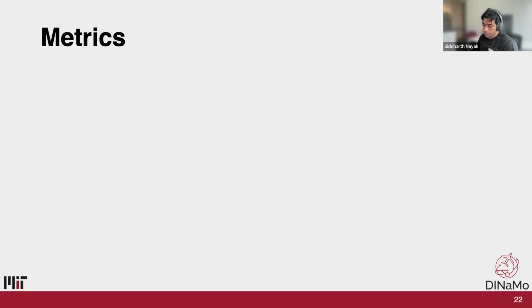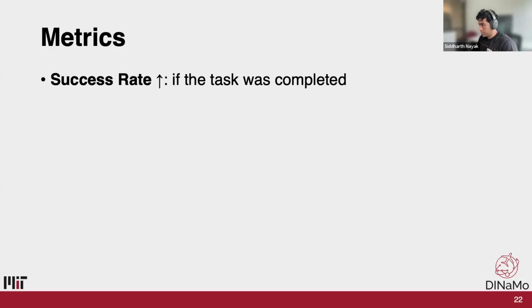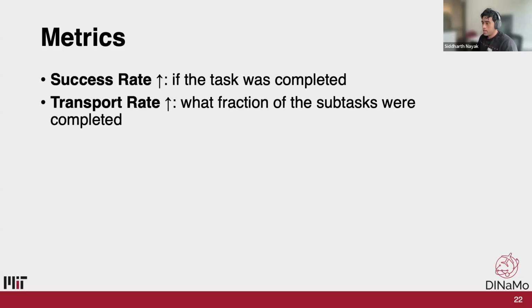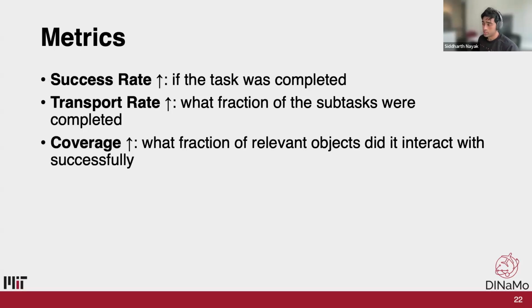As I said earlier, with MapThor we introduced a few different metrics. The first one is success rate, where we determine if the whole task was completed. It's a one if it's successful, and zero otherwise. Then we have transport rate, which is what fraction of the subtasks were completed. We have coverage, which is a measure of what fraction of the relevant objects that you were supposed to interact with it actually interacted with.